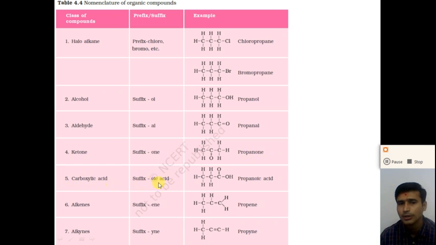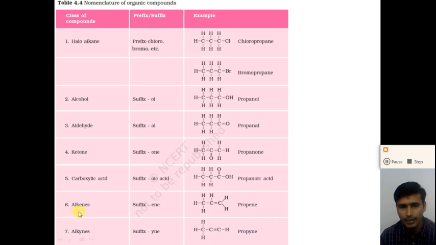Carboxylic group, suffix "oic acid": methanoic acid, ethanoic acid, propanoic acid, butanoic acid, pentanoic acid, hexanoic acid, like this, right? If there is one carbon atom, it's methanoic acid. If there are two carbon atoms, it's ethanoic acid. If there are three carbon atoms, it's propanoic acid. If there are four carbon atoms, it's butanoic acid. If there are five carbon atoms, it's pentanoic acid, like this, right?